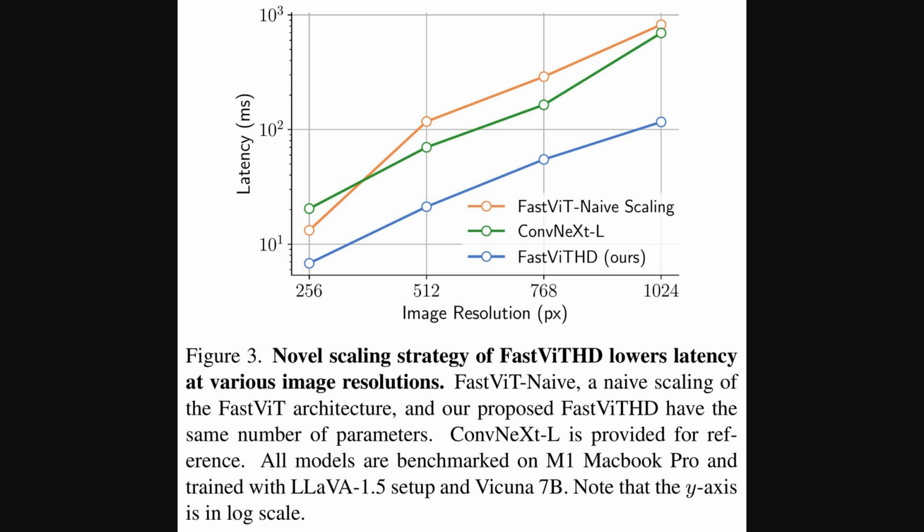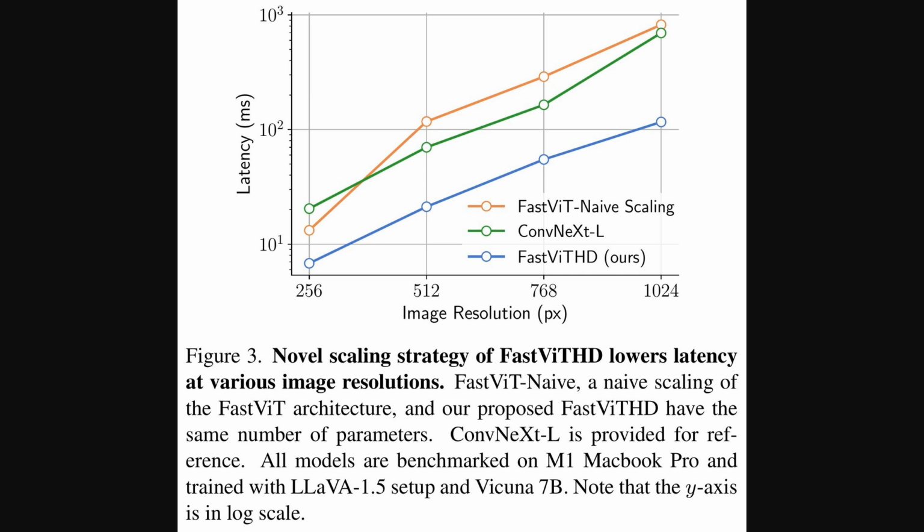Alright, Figure 3 here really drives home how FastViTHD's design helps with speed. We're looking at latency in milliseconds on the vertical axis. And note, this is a log scale, meaning the visual gaps actually represent even larger differences in processing speed. Again, lower latency is better. On the horizontal axis, we have image resolution in pixels, going from 256 up to 1024. The blue line, representing our FastViTHD, stays significantly lower than both the orange line for a naively scaled FastViT and the green line for ConvNextL, which is another type of vision model architecture provided here for reference.